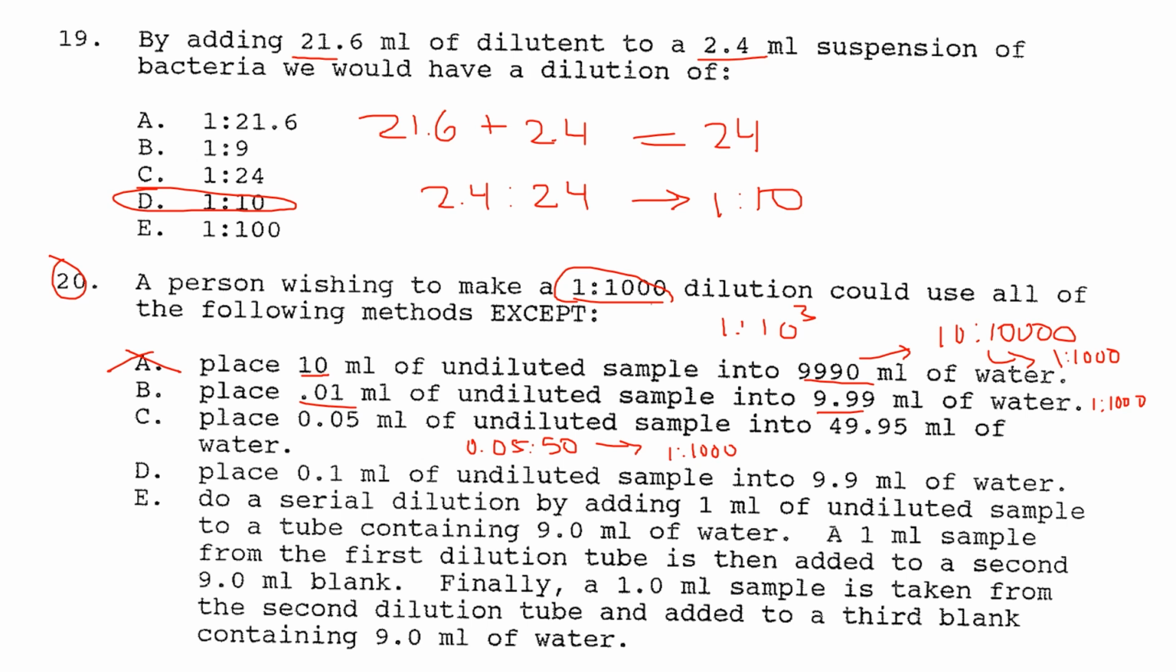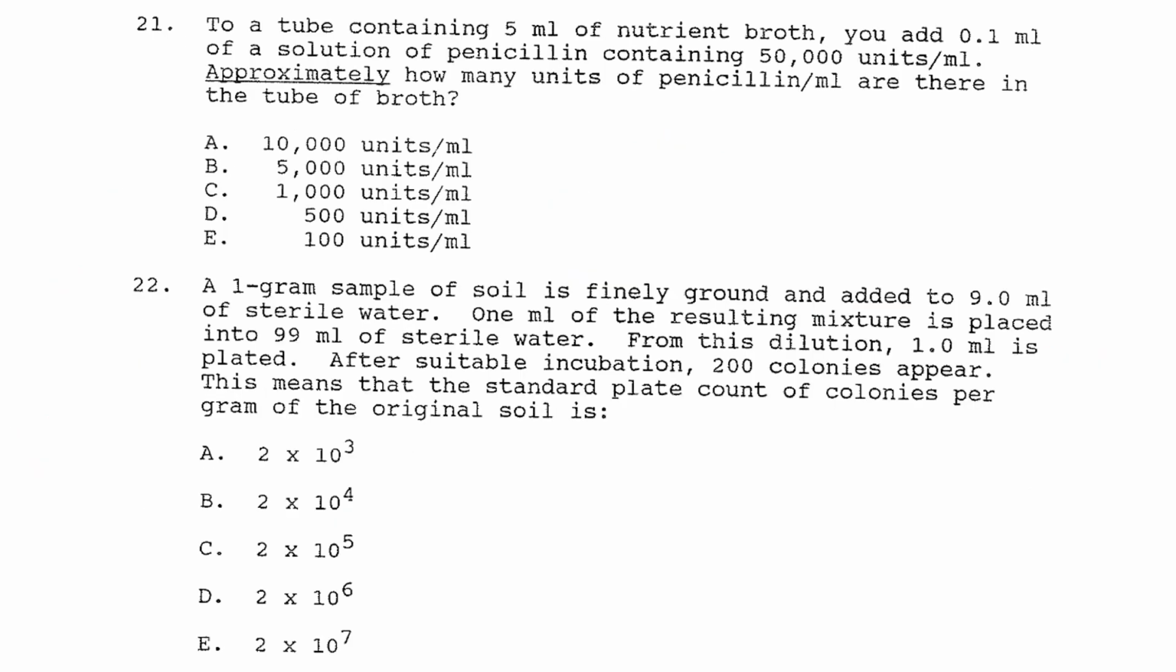Okay, and then this one: place 0.1 mil of an undiluted sample into 9.9 mil. So what you'll notice for D is that the total volume is 10. We use 0.1, so 0.1 to 10 is only a 1 to 100 dilution. It's not 1 to 1,000. So D is the correct answer for 20, because the rest of these will give you a 1 to 1,000 dilution except for D. D will only give you a 1 to 100 dilution. Okay? All right.